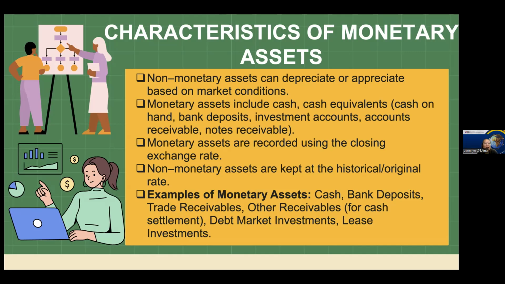So imagine you own a karinderya. Your cash in hand, the monetary asset, is always worth the same in pesos. Your cooking equipment, a non-monetary asset, loses value over time as it wears out. Your land, a non-monetary asset, may increase in value if more businesses open in your area. But non-monetary assets are important for long-term investment, but they are less liquid than monetary assets because they take time to sell or their value changes over time.